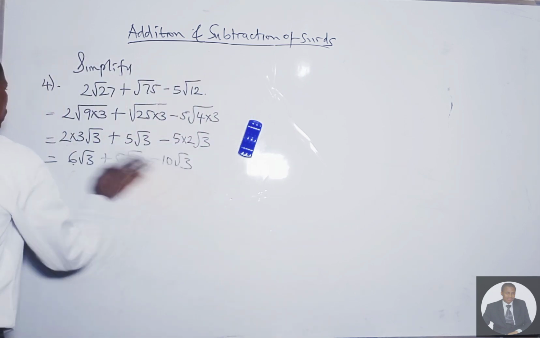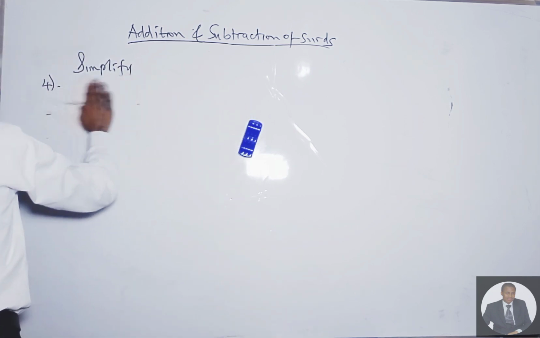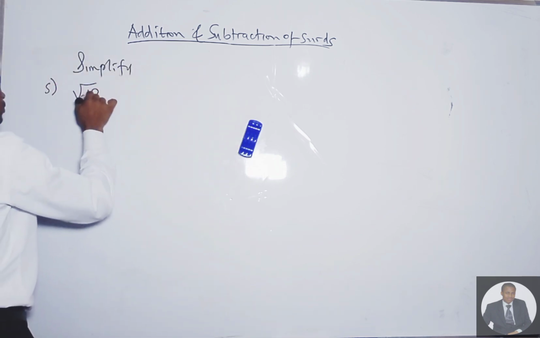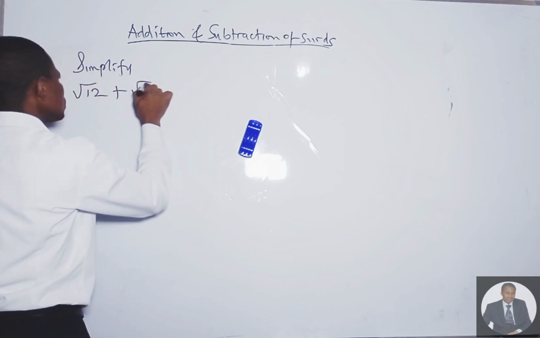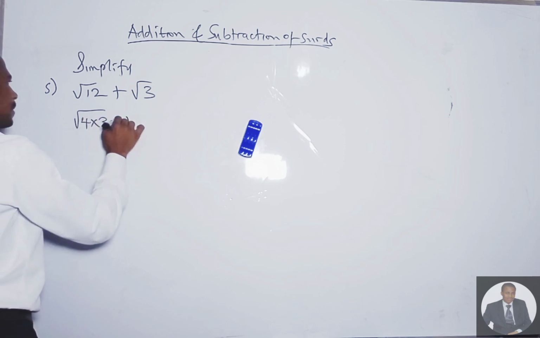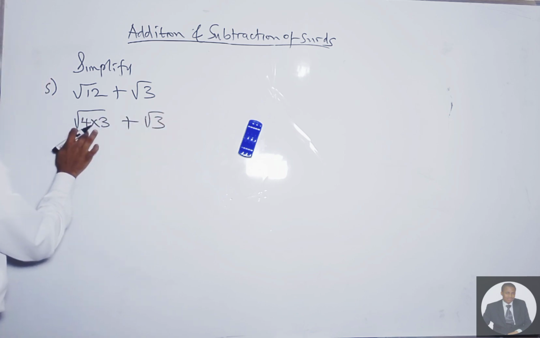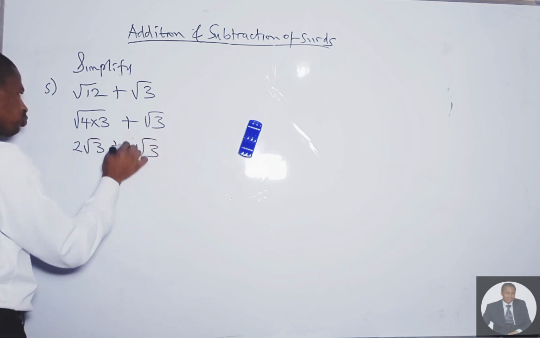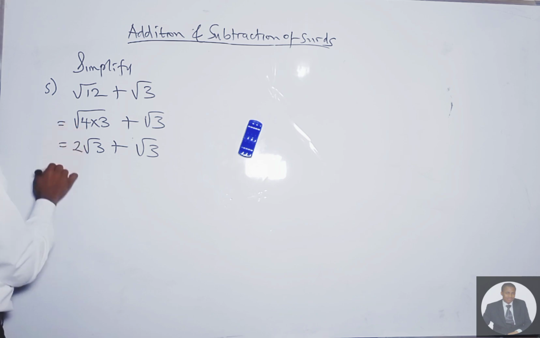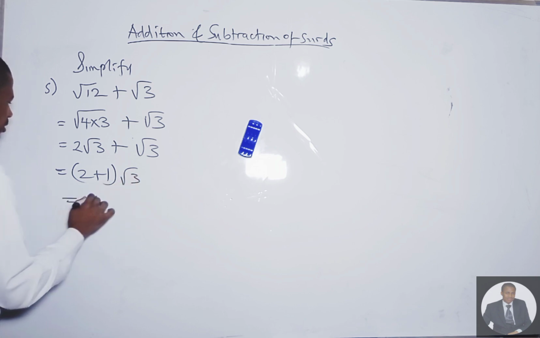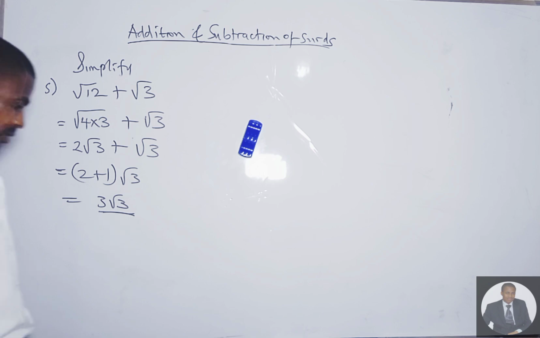Let's look at another question. Question 5. Root 12 plus root 3. This looks rather easy. Root 12 is root 4 times 3, plus root 3. What's the square root of 4? That's 2 root 3 plus root 3. The coefficient of root 3 is 1. So what do we have? 2 plus 1, root 3. That's 3 root 3. This is our answer here.